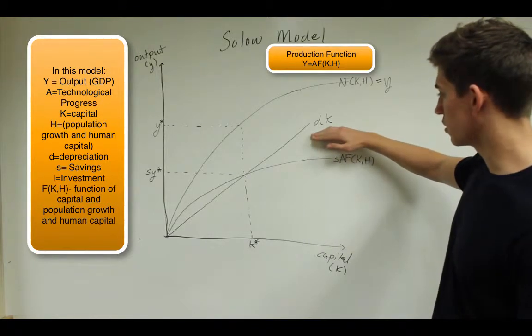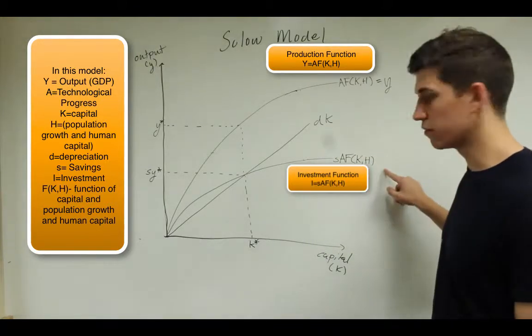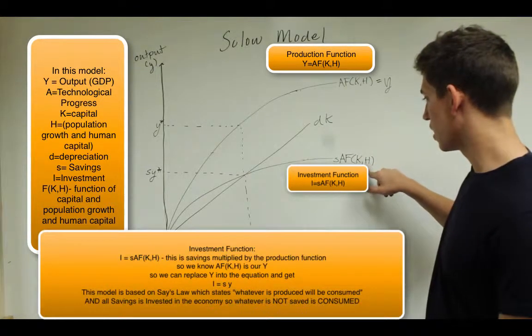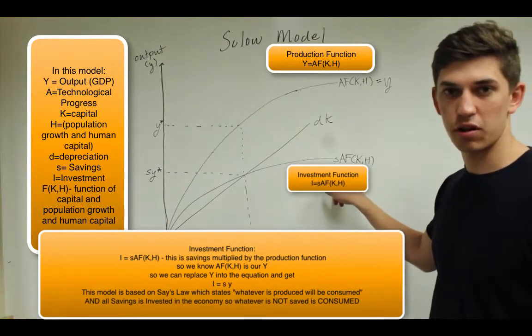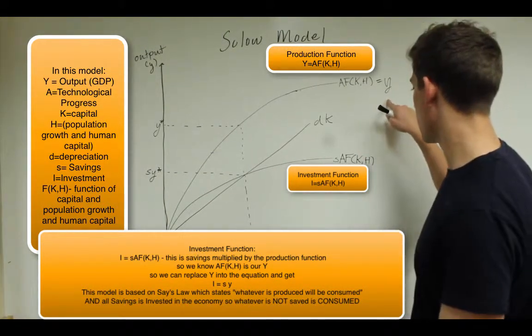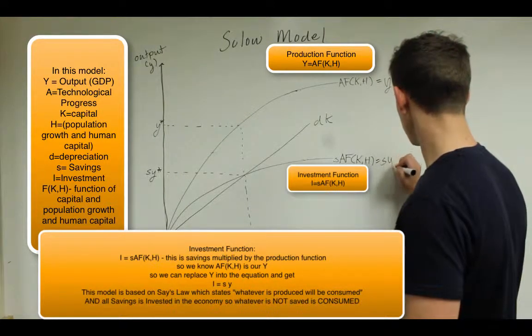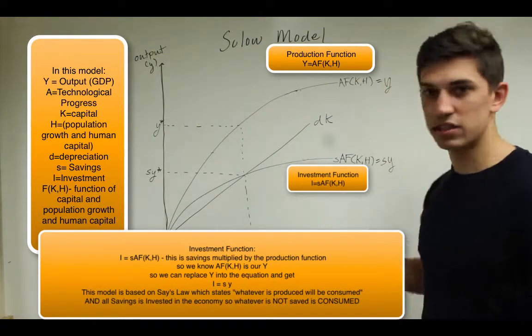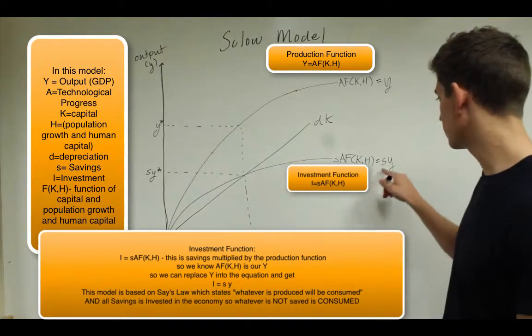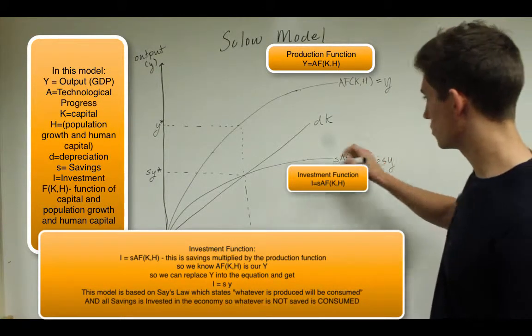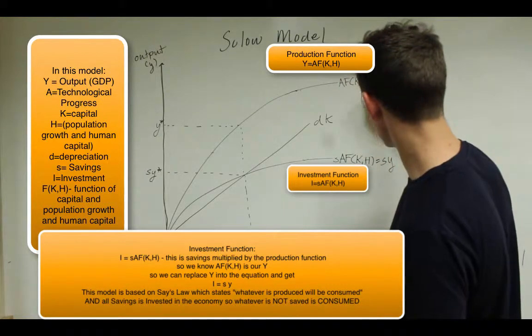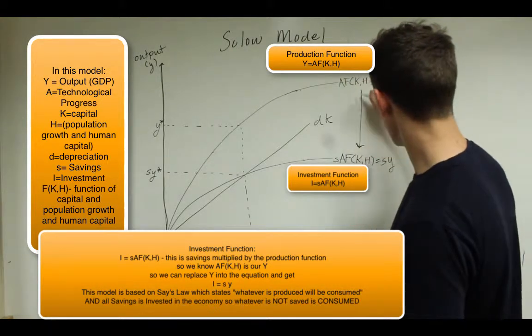This straight line here, actually I'll do this one first. So this function here is that same function times s, which is your saving rate. So we're going to have a certain amount of output y, right? So this is just equal to s times y, and so we're going to save a certain fraction of it, which is s.